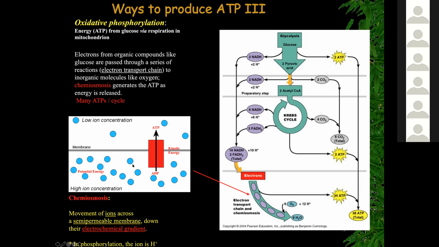So on one side of the membrane is a high concentration of ions. On the other side is a low concentration. And as these ions move from high to low concentration, ATP is produced. So it goes from potential energy on one side, kinetic energy in the membrane yields ATP. So chemiosmosis is happening as these electrons are moving down the electron transport chain.